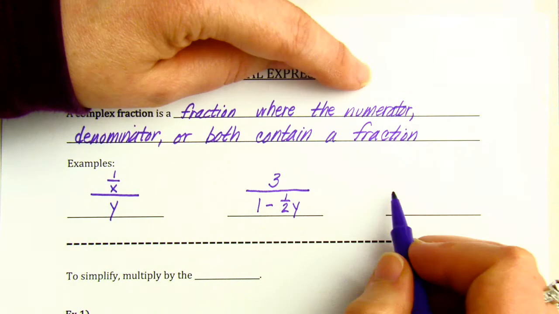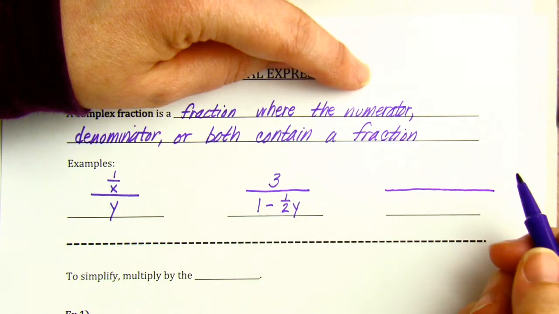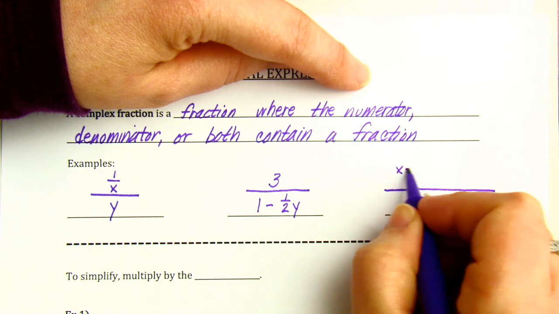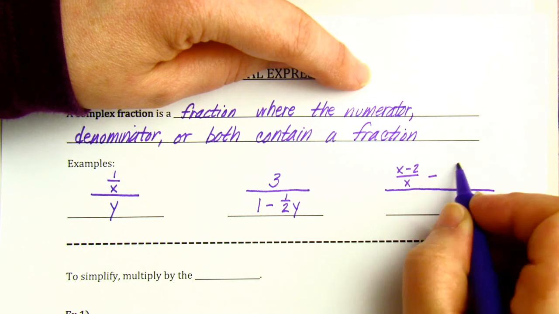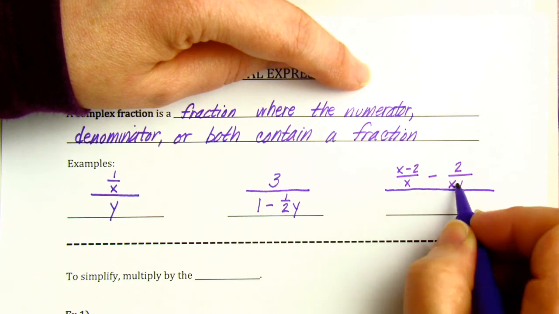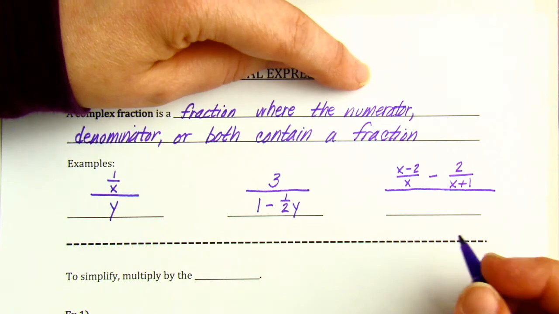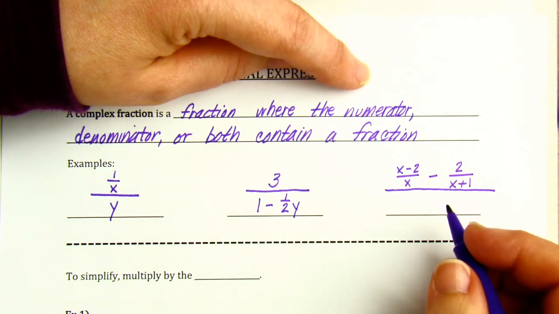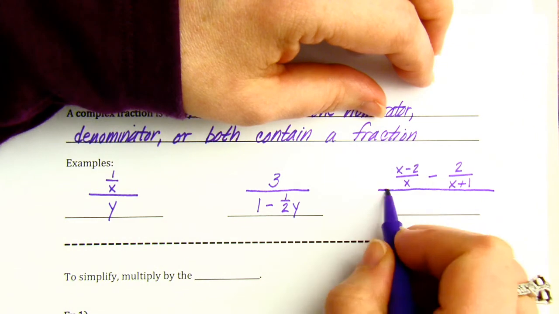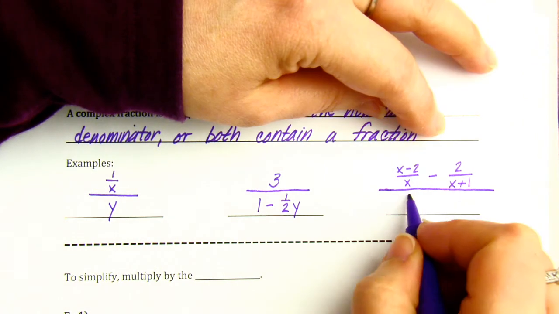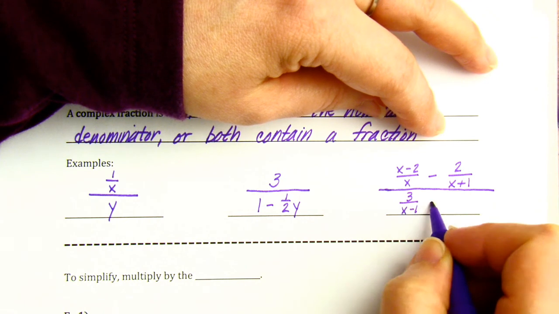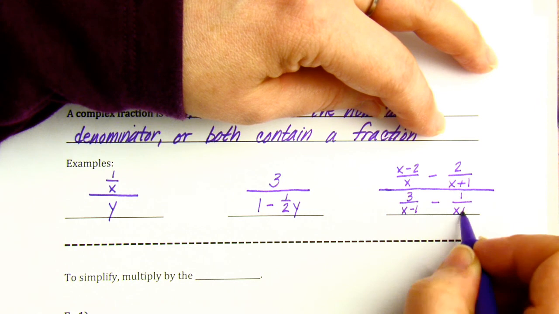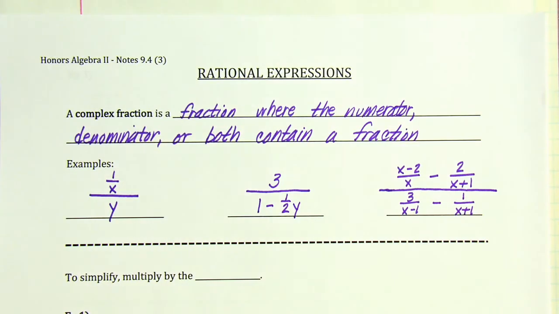You could also see something like the fraction x minus 2, that quantity divided by x, subtract 2 divided by the quantity x plus 1. So now I have two fractions in the numerator of this outside fraction. The denominator contains 3 over x minus 1, subtract 1 over x plus 1. Okay, so these are all examples of complex fractions.